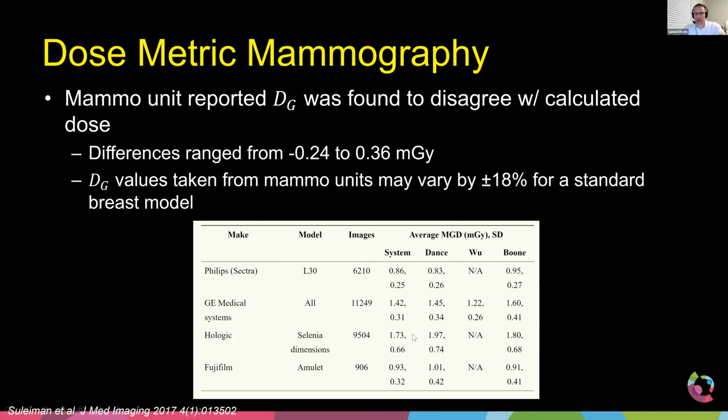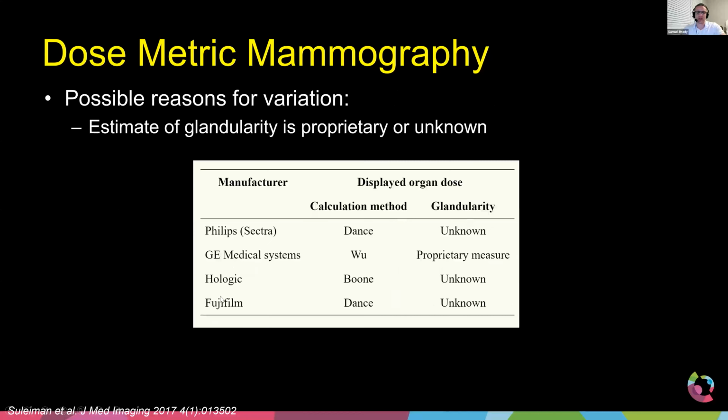And here's just some actual numbers. These are the mean glandular dose values, broken down by the system output and then the manual calculation using the Dance, Wu, or Boone technique. And I'm going to talk about that in a moment. But the question that I ask is why? Why a plus or minus 18%? Why such variation from vendor to vendor to vendor?